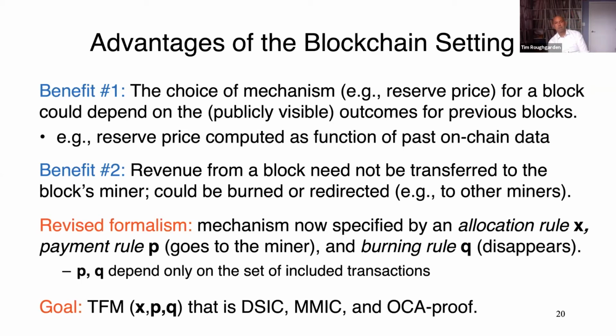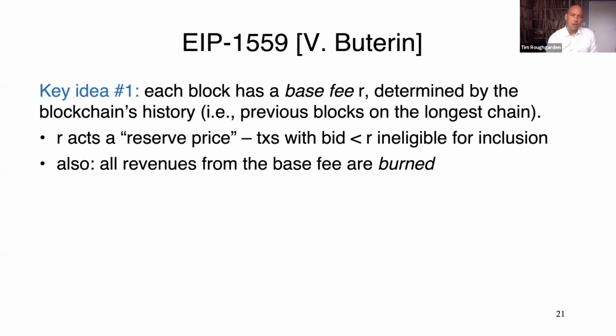So that's going to be the question. Can we somehow do better than first price auctions by making use of these two advantages of the blockchain setting? And again, better means get as close to DSIC as possible. It turns out that this new transaction fee mechanism in Ethereum actually gets pretty close to that goal. Just a spoiler alert, it's going to be MMIC and OCA proof, just like a first price auction is, but it's also going to be DSIC in some sense most of the time, which I'll make precise as we go along. So let me tell you now how exactly the new transaction fee mechanism deployed on August 4th is going to work.